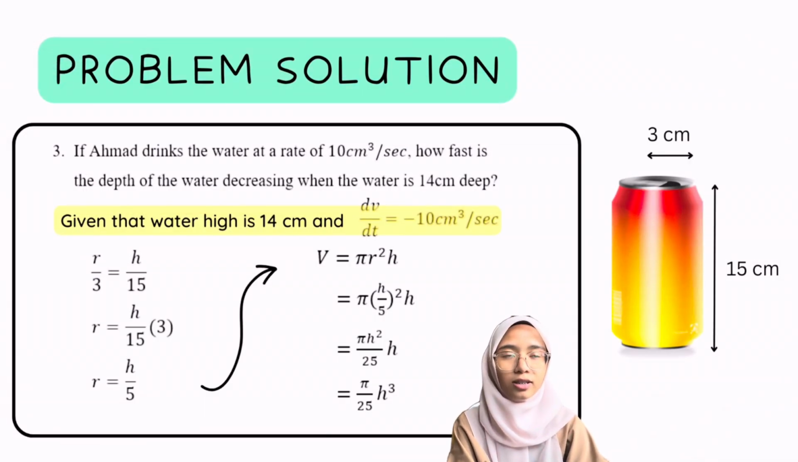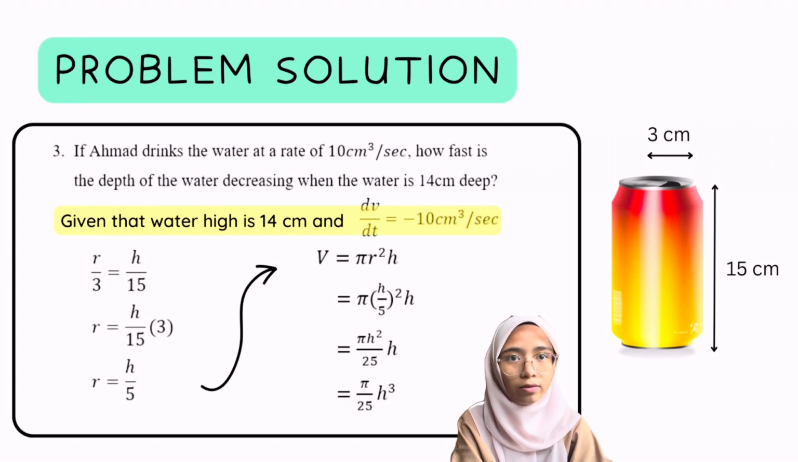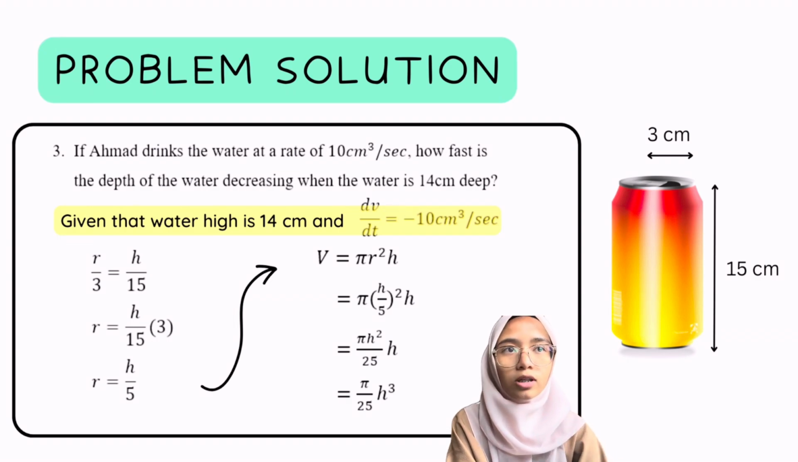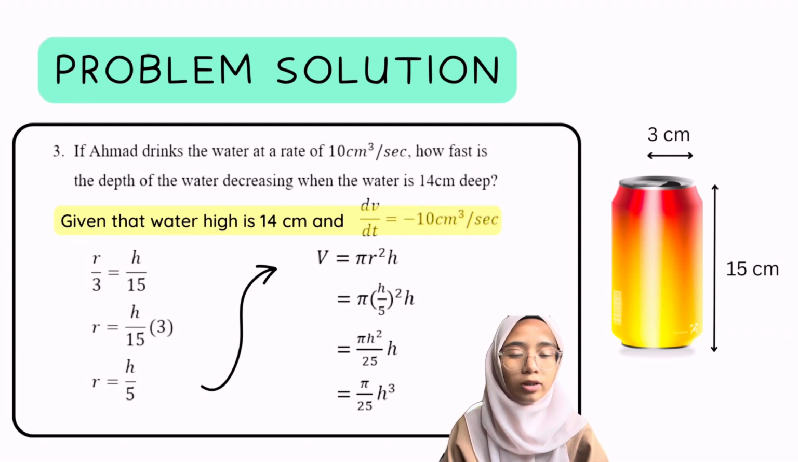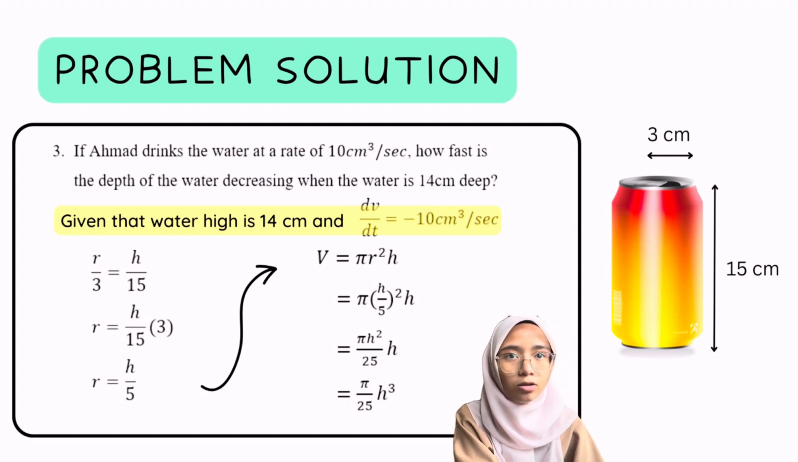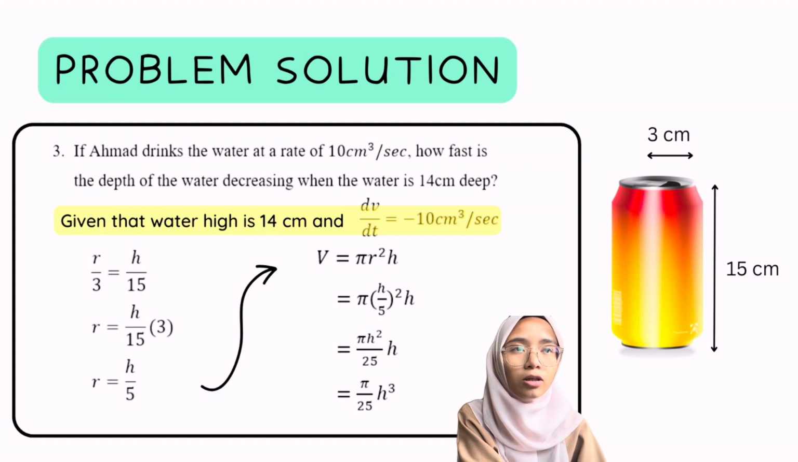Okay, next. The third question is, if Ahmad drinks the water at a rate of 10 cubic centimeters per second, how fast is the depth of the water decreasing when the water is 14 centimeters deep? So, Ahmad drinking the water at a rate of 10 cubic centimeters per second is dV over dt.